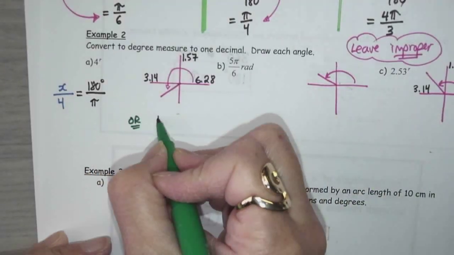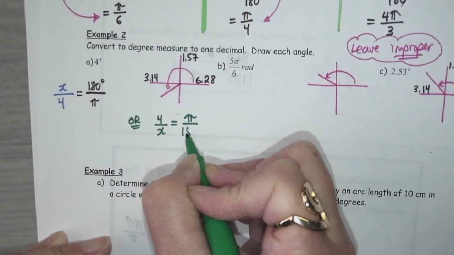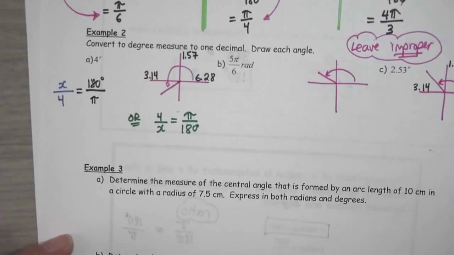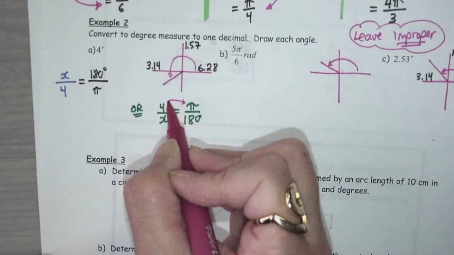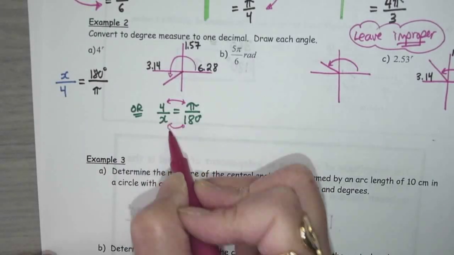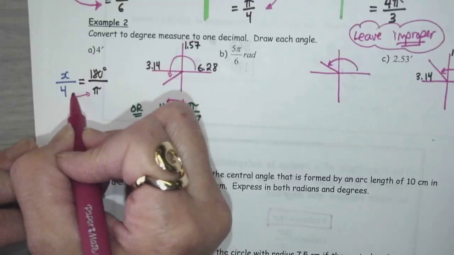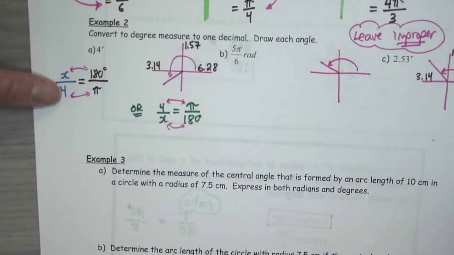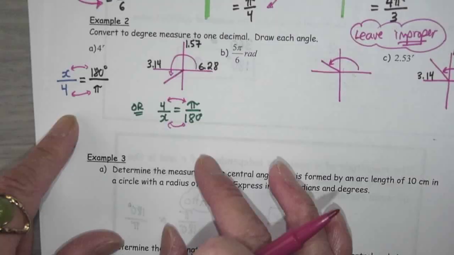Some people go, I just do it this way, so 4 over x equals pi, and they always do pi over 180. I don't mind which way your ratio sits, as long as the 4 is across from the pi, and this is across, because you're finding the radian. Does that make sense? You're finding the degrees. So just make sure it matches. It doesn't matter if it's upside down, as long as x to the degrees, radians to the radians. Okay, because that's the way a ratio works.